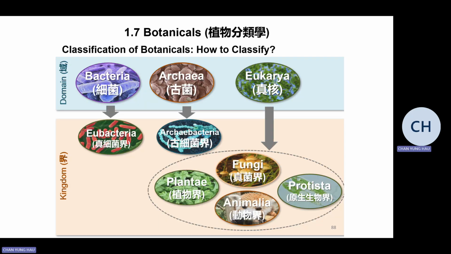This slide shows you three major domains: bacteria, archaea, and eukarya. Most of the botanicals used in cosmetic products belong to eukarya. Eukarya can be further subdivided into plantia, fungi, protista, and animalia. Of course, we will discuss more based on plantia.